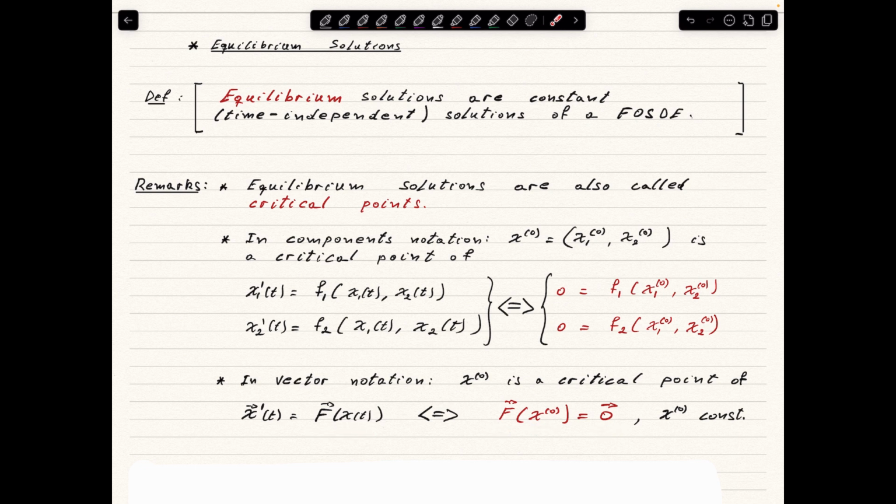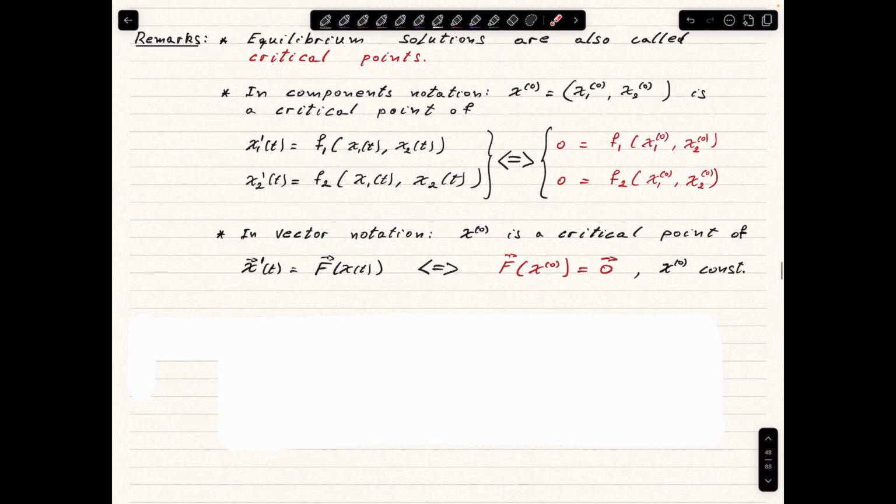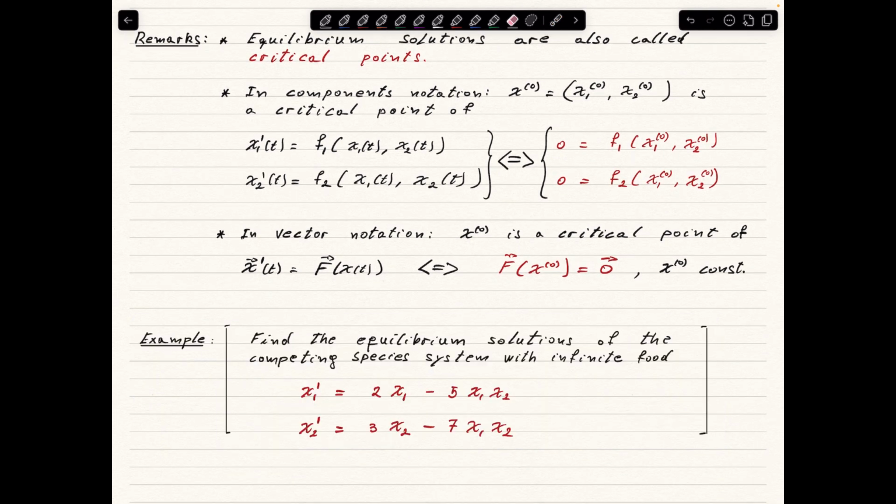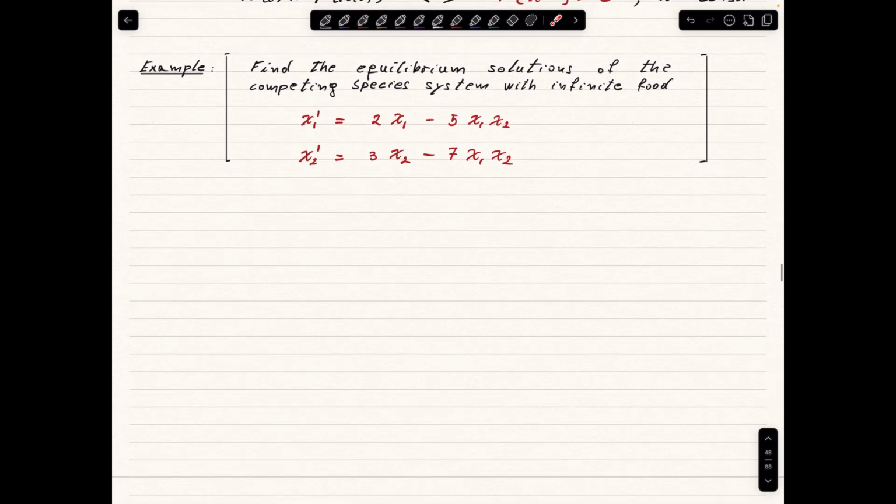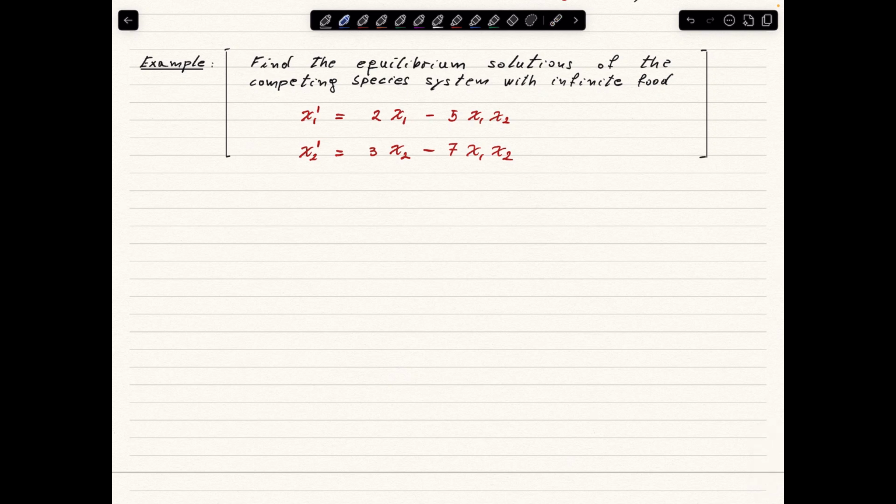Okay, let's see how these critical points look in the example of the competing species with infinite food. To fix ideas, let's put some particular names for the constants. Let's write, for example, the constant r1 to be 2, r2 to be 3, and so on for the alphas. So we have a particular type of competing species system. Let's find the equilibrium solution of that system.